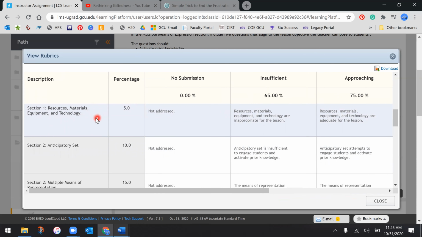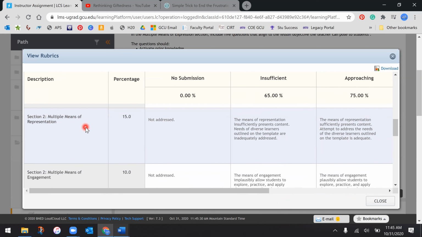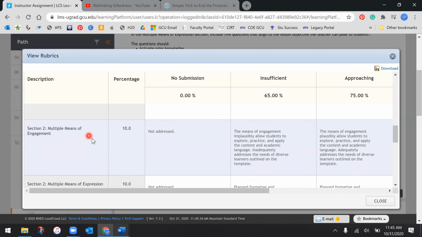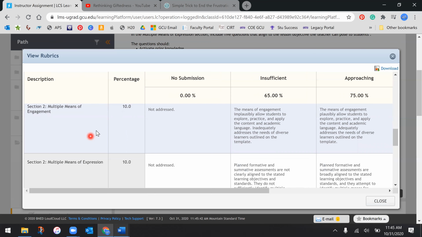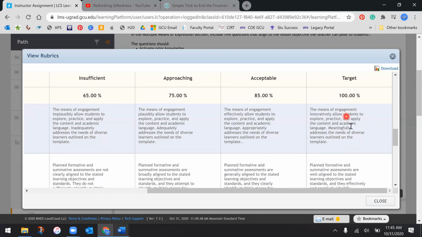Then we have our multiple means of representation. If you use the 5E lesson plan template, that'll be our explain phase. Multiple means of engagement, if you use the 5E lesson plan template, that will be our explore phase. And then the multiple means of expression, that would be our evaluate phase. As you can see in all of them, they allow you to explore, practice the content in meaningful ways, and then you address the needs of all learners.